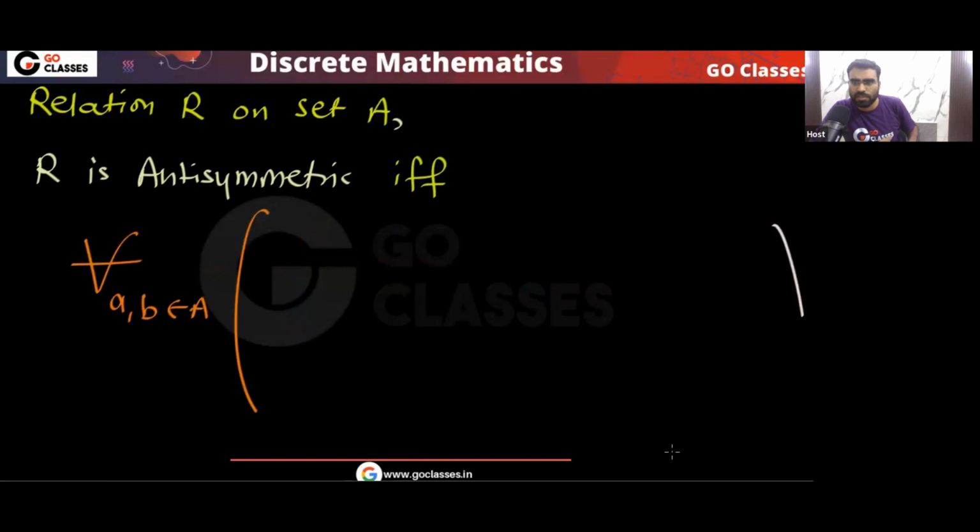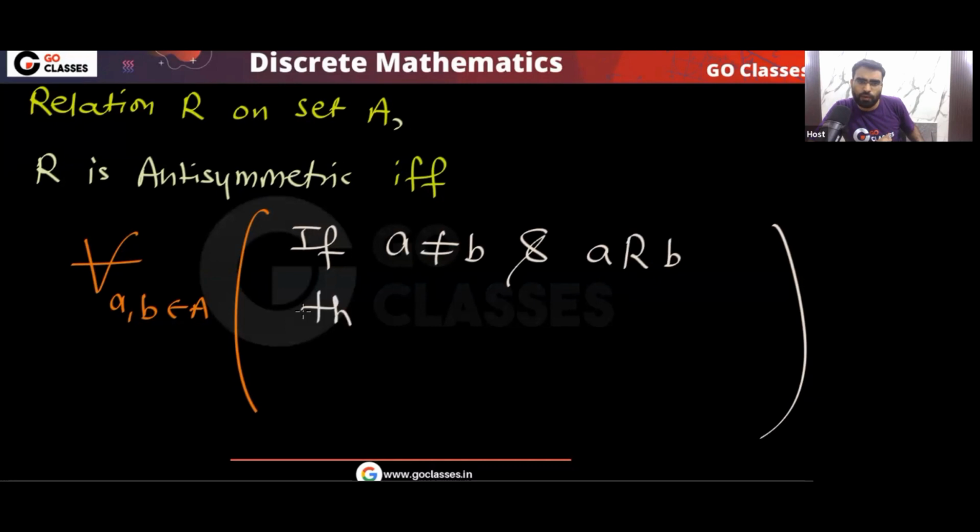See, this should happen. Okay, if A is not equal to B and A is related to B, then what should not happen? If A, B are different and A is related to B, then what should not happen? Then I can say B should not be related to A. Yes or no? Okay, if A, B are different and A is related to B, then definitely I can say that B should not be related to A.